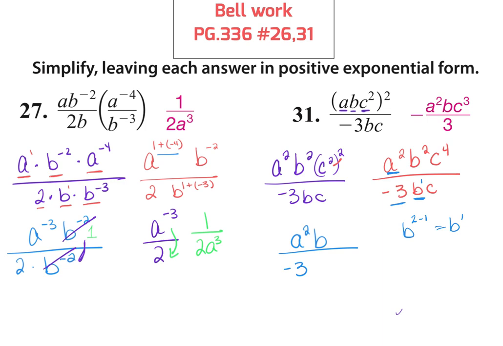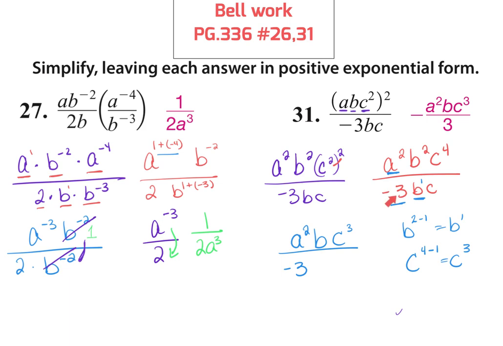Let's look at the c's. I have c to the 4th power on top and the first power on bottom. That is c to the 3rd. That's going to stay there.